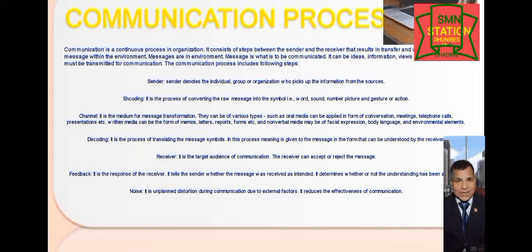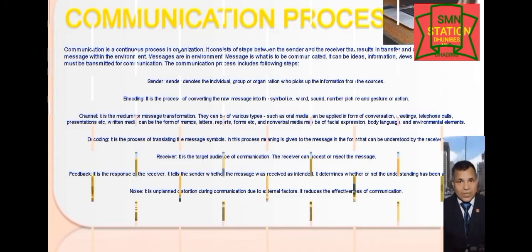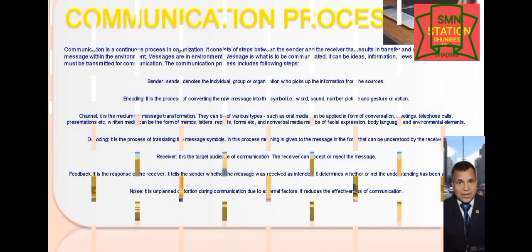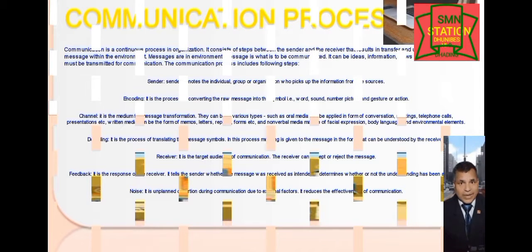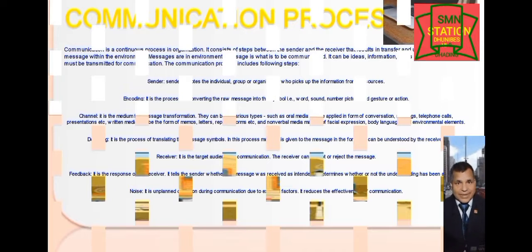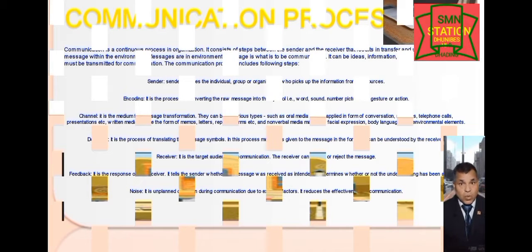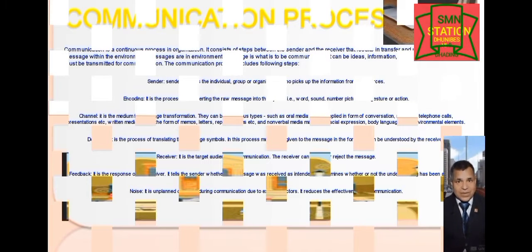Number 4, decoding. It is the process of translating the message symbols. In this process, meaning is given to the message in a form that can be understood by the receiver. Number 5, receiver. It is the target audience of communication. The receiver can accept or reject the message. Now, number 6, feedback. It is the response of the receiver.